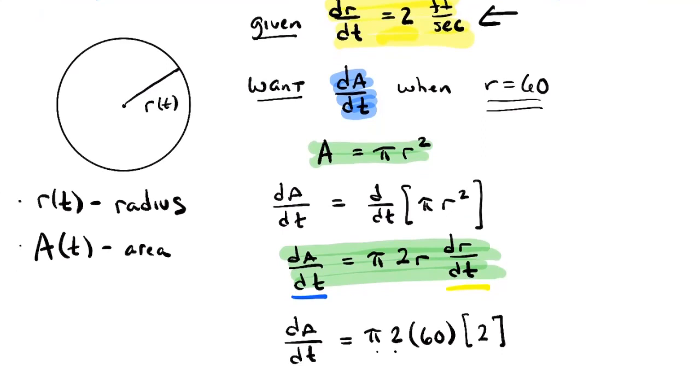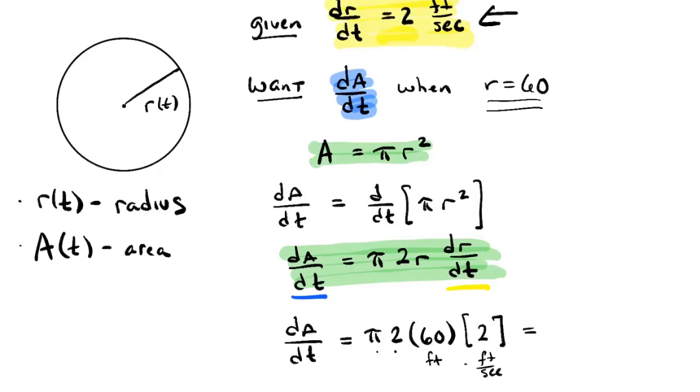If you want to dimensionally check this equation, let's see what these units are. Pi and 2 are unitless. 60 is a measurement that's in feet, and this 2 was in feet per second. And when you multiply feet by feet per second, you get square feet per second. That's the right unit on this area.